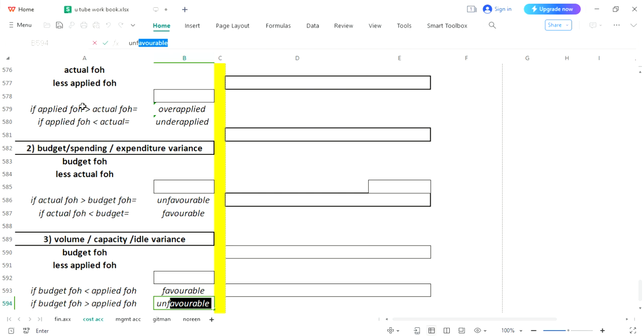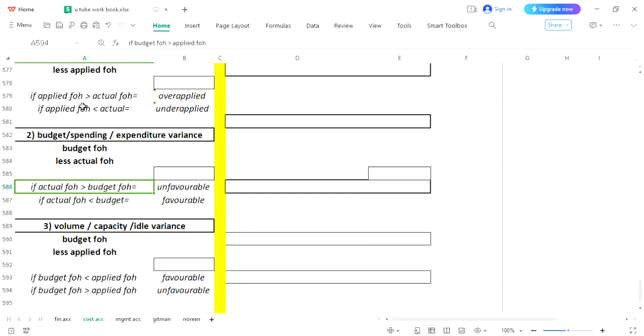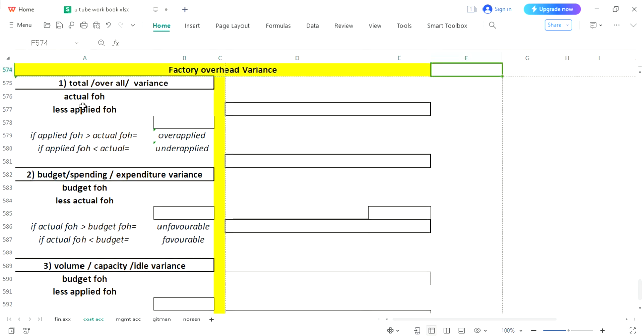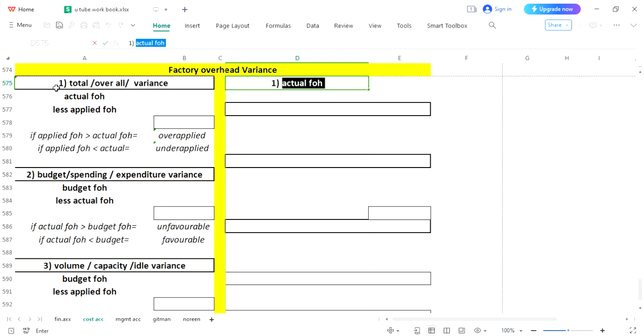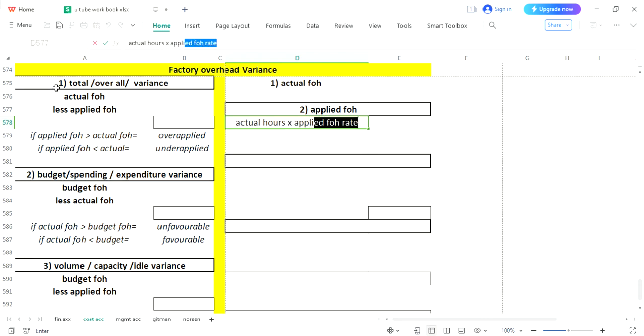These three variances would be calculated, and upon the right side of the page, we will be writing the supporting calculations. First, we need actual FOH. And for your information, actual FOH would be given in the question, so we do not need to calculate it. Second supporting statement would be applied FOH, which does have a single line formula. We would need actual hours over here, and it would be multiplied by applied FOH rate.